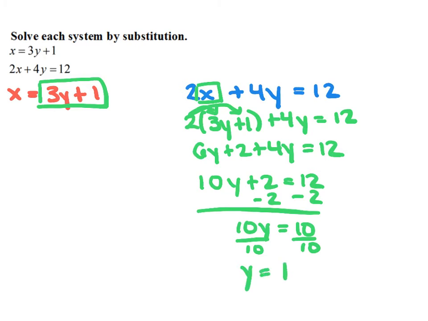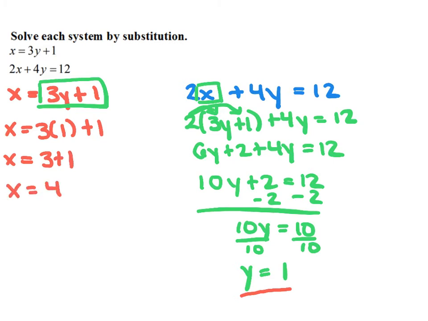Now I can take this value of y and plug it back into the original equation. So I have x equals 3 times 1 plus 1. That becomes x equals 3 plus 1. And finally, x equals 4. So the solution to this system is (4, 1).